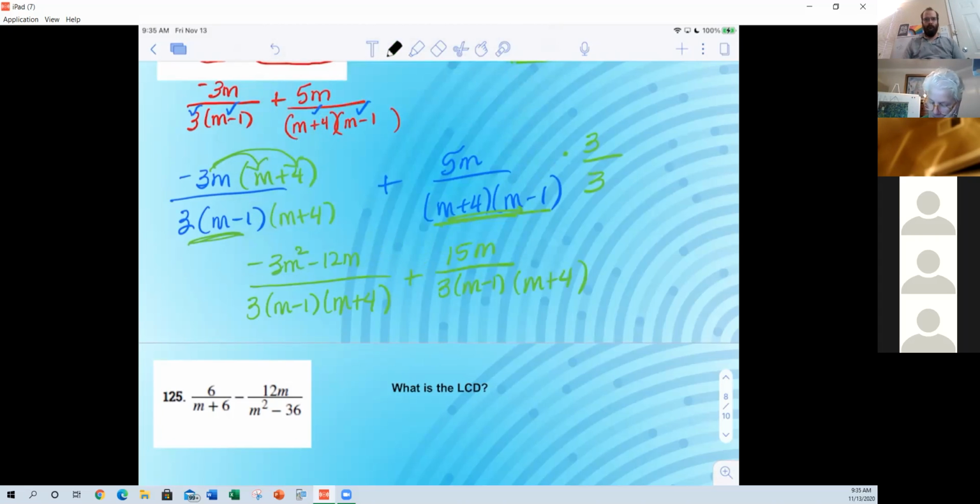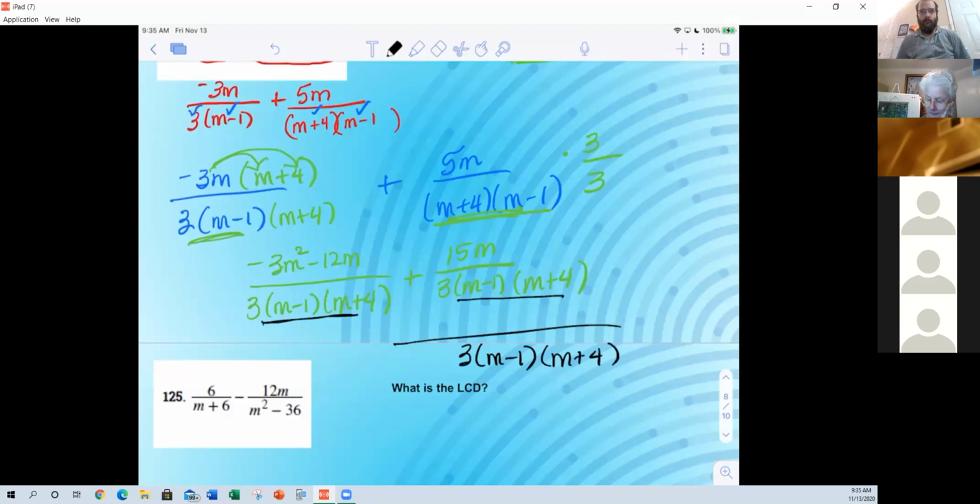You multiplied the bottoms, right? Okay, you keep the bottoms. You just keep them. Oh, my bad. I forgot, we're still on the combine. Yeah, I know. These take forever. So we're going to keep the bottom. And then what are we going to do with the numerators? We don't cross them out, do we? No. Okay, so we keep the denominator and we combine the numerators. So I'm going to have negative 3m squared minus 12m plus 15m, right? Mm-hmm. And what is negative 12m plus 15m? Uh, 3m.